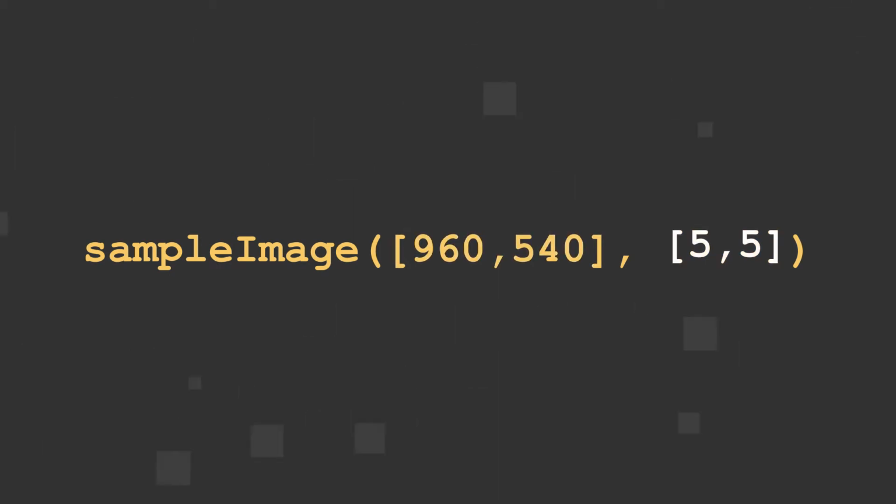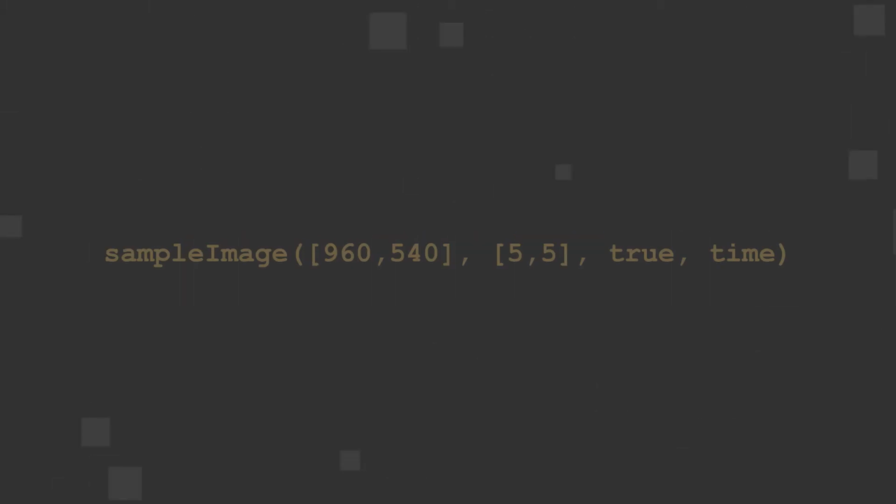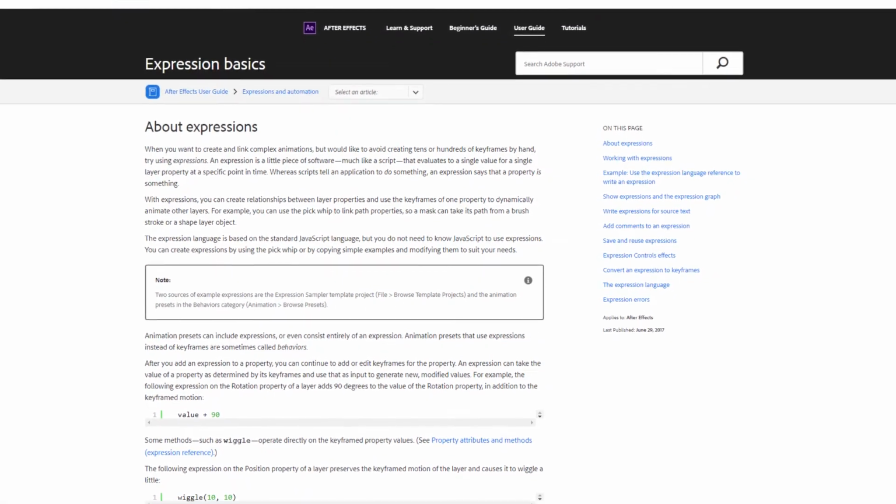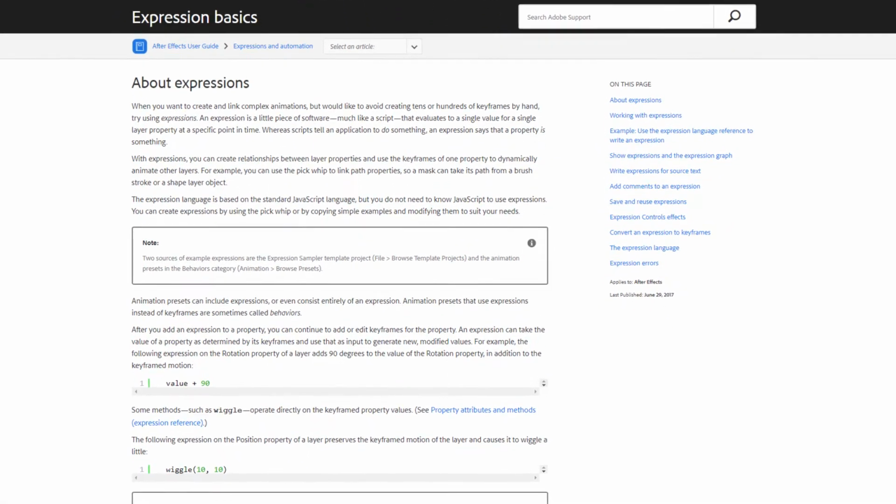The first argument is the sample position, and it accepts a 2-dimensional position array. The second argument is the sample radius, also in the form of a 2-dimensional array, and it sets the X and Y sample radius. The last 2 arguments are optional and are for pre-post effect evaluation and for changing the evaluation time. More detail can be found in the After Effects expression language reference on Adobe's website.